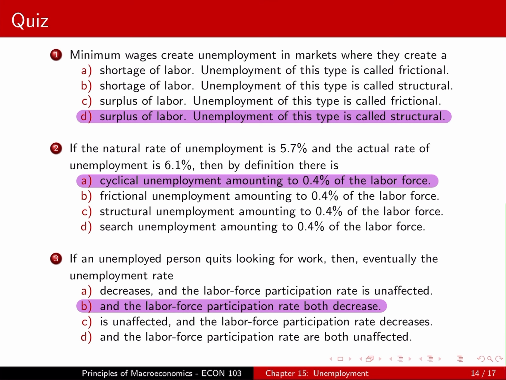Since the labor force, or the denominator, also decreases, the overall effect is a lower unemployment rate. It is the same for the labor force participation rate because of a fall in the labor force. So the answer is B. The unemployment rate and the labor force participation rate both decrease.